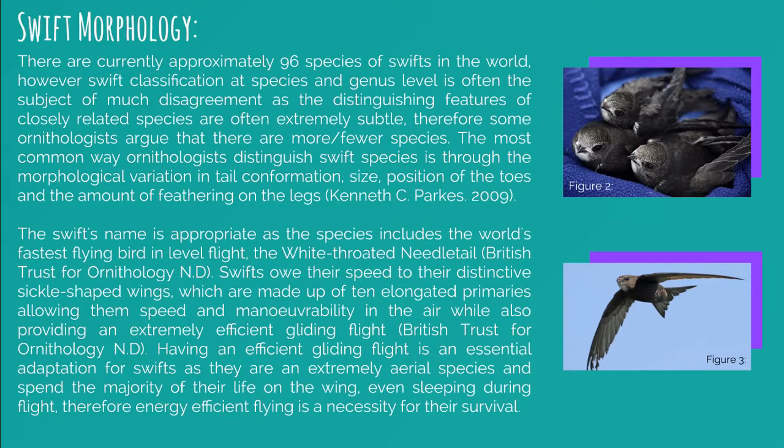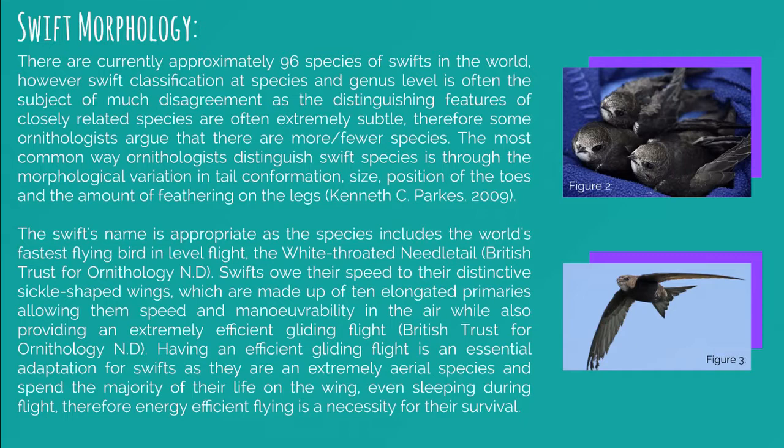However, swift classification at species and genus level is often the subject of much disagreement, as the distinguishing features of closely related species are often extremely subtle. Therefore, some ornithologists argue that there are more or fewer species. The most common way ornithologists distinguish swift species is through the morphological variation in tail conformation, size, position of the toes, and the amount of feathering on the legs.